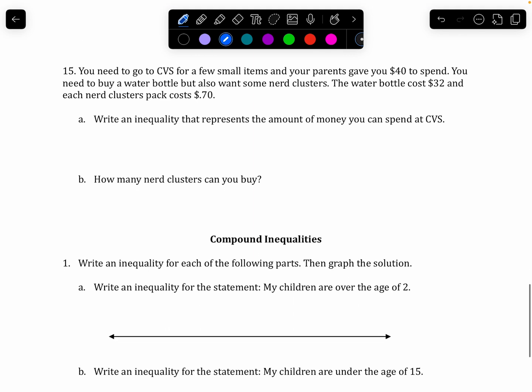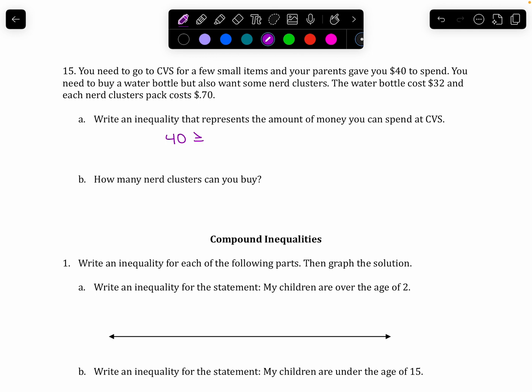Okay, let's look at number 15. You need to go to CVS for a few small items and your parents gave you $40 to spend. You need to buy a water bottle but also want some nerd clusters. The water bottle will cost you $32 and each nerd cluster packet will cost you 70 cents. Write an inequality that represents the amount of money you can spend at CVS. So I know that I have $40 to spend. And that's the maximum that I can spend. I can spend less than $40, but 40 is the maximum I can spend.